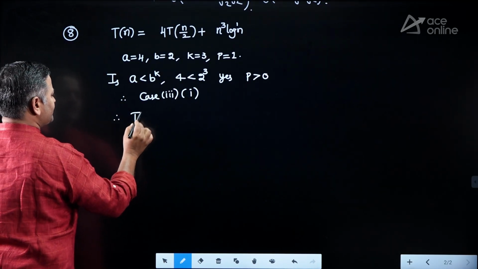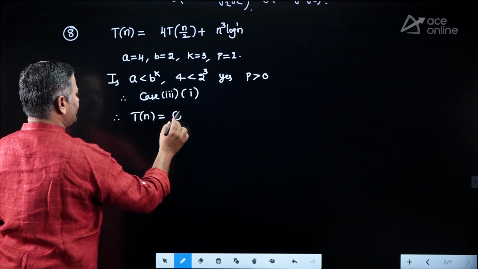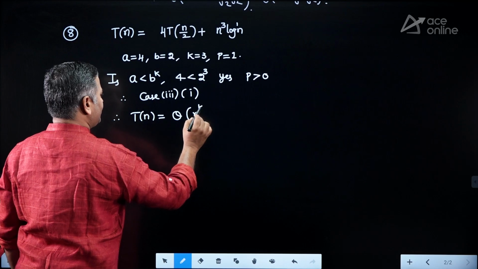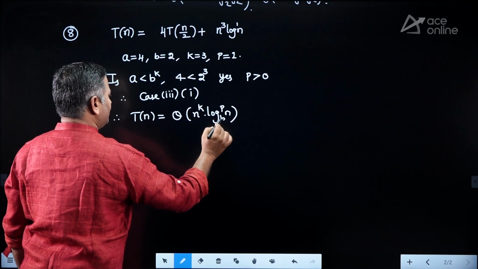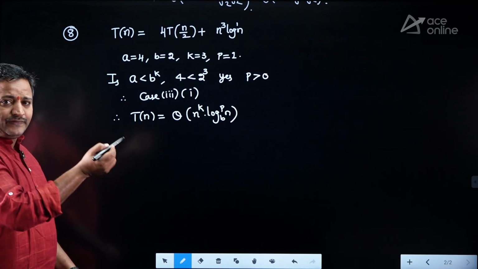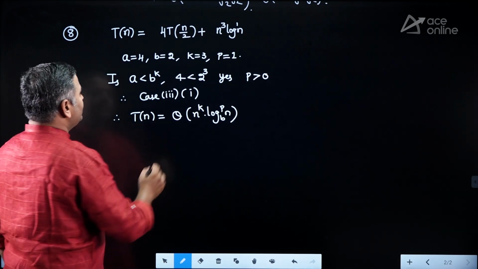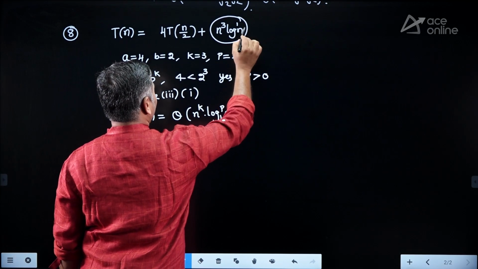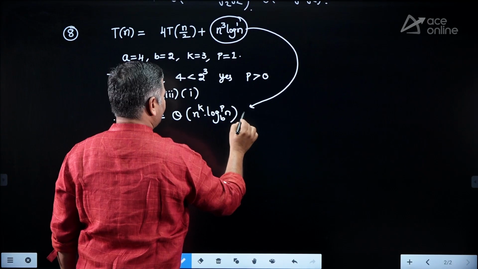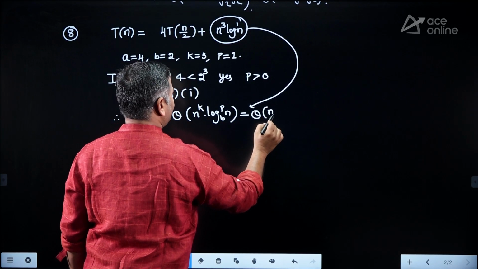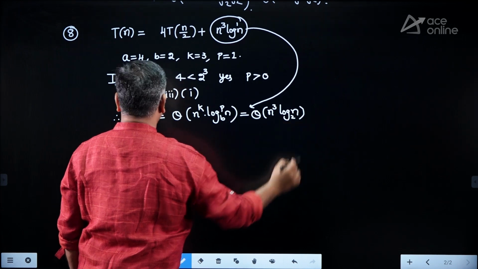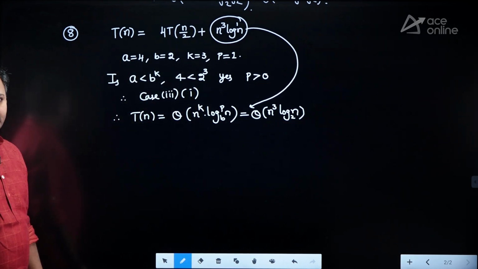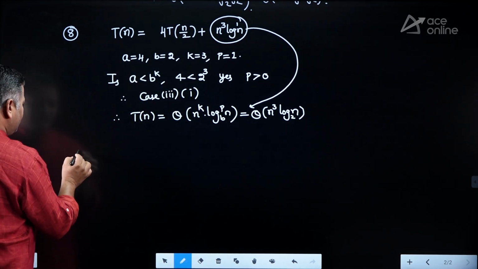Therefore, the answer to this question is T(n) is equal to theta of n^k into log^p n base b. From the statement of the master theorem, we copy this part as it is, friends. So, whatever answer we have here, that is the final answer. Therefore, theta of n cube log n base 2. Clear, friends? Okay. Next question, that is the last question.